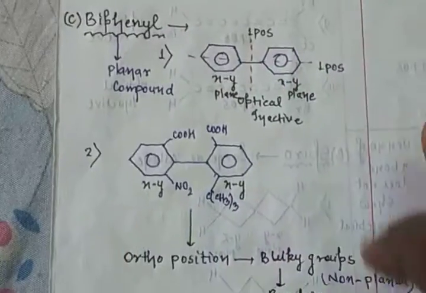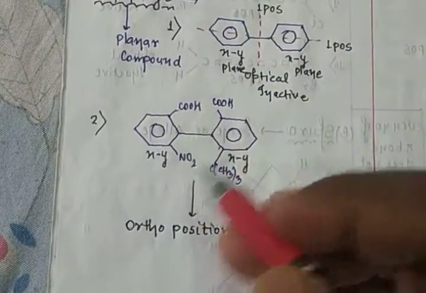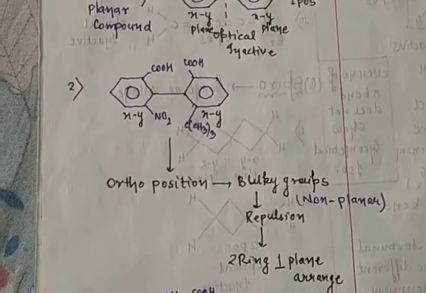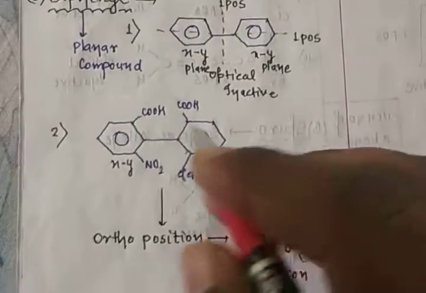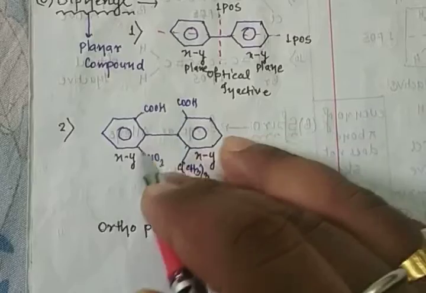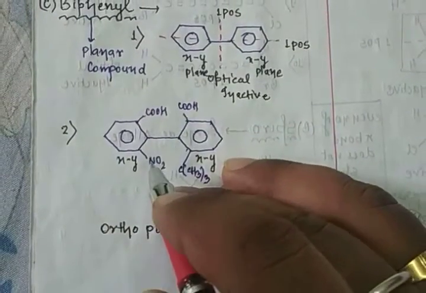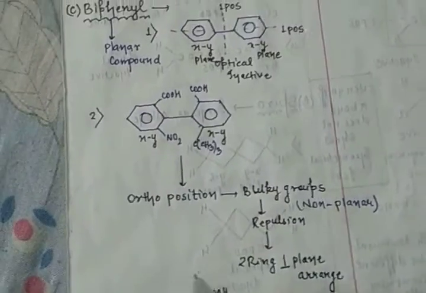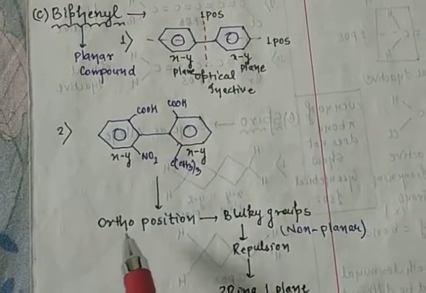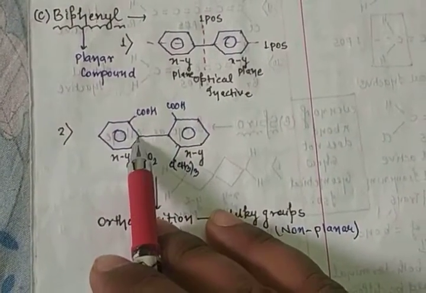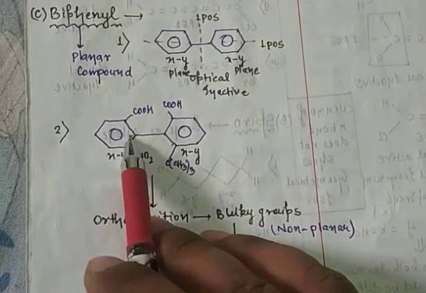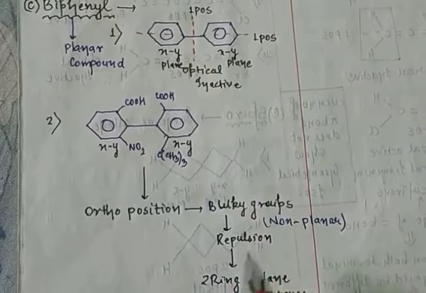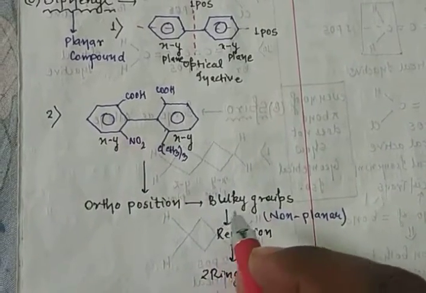Okay. Now in this case, if a bulkier group is there, you know, this is a bulkier group. So in this case there is a bulkier group. So you know COOH, COOH, NO2, and there is a tertiary methyl, right? So just you check, in this case there is an ortho position. This is para and this is ortho. So the ortho position has a bulkier group.